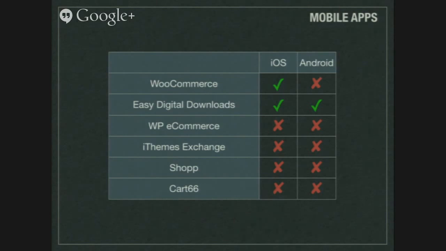And these all do have fees associated. So I think the Easy Digital Downloads ones are $4.99 in the app stores, Android and iOS. And I think I remember seeing the WooCommerce one was like $2 or $3.99. It may have changed. So if you want to manage your shop on the go, you really only have 2 options.